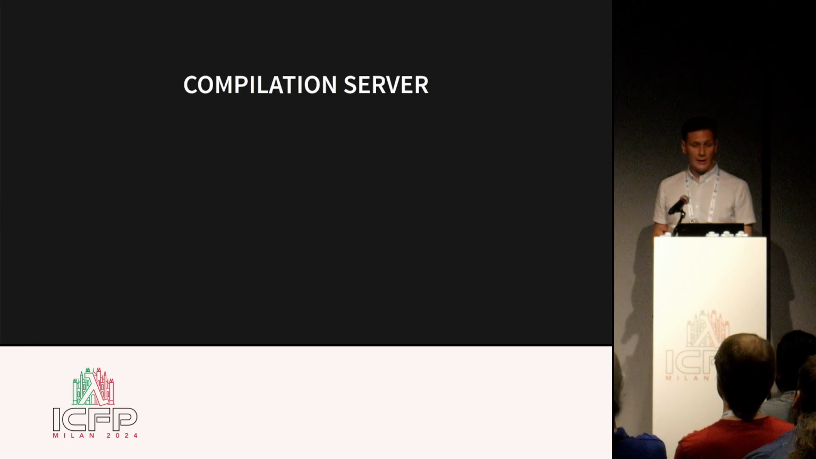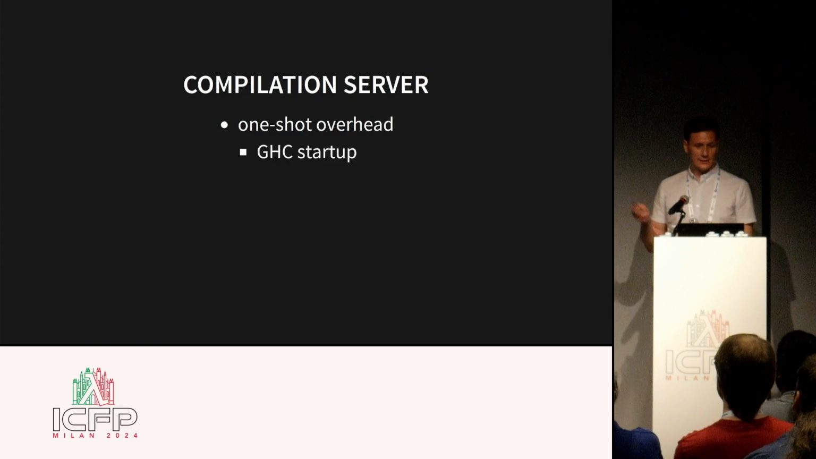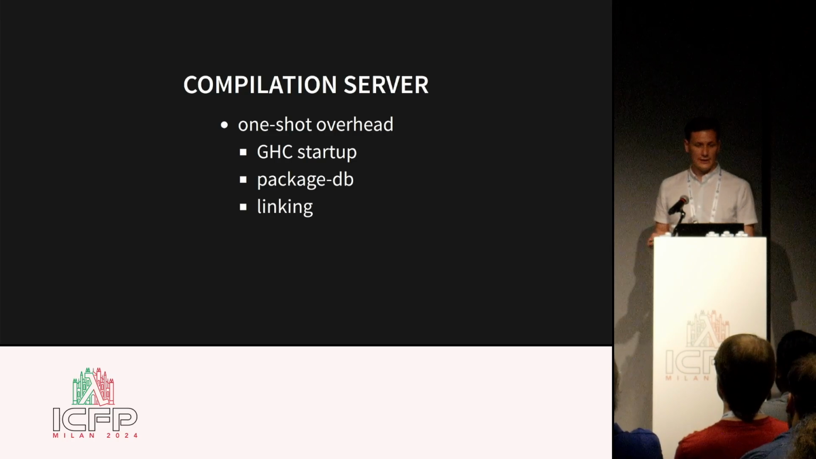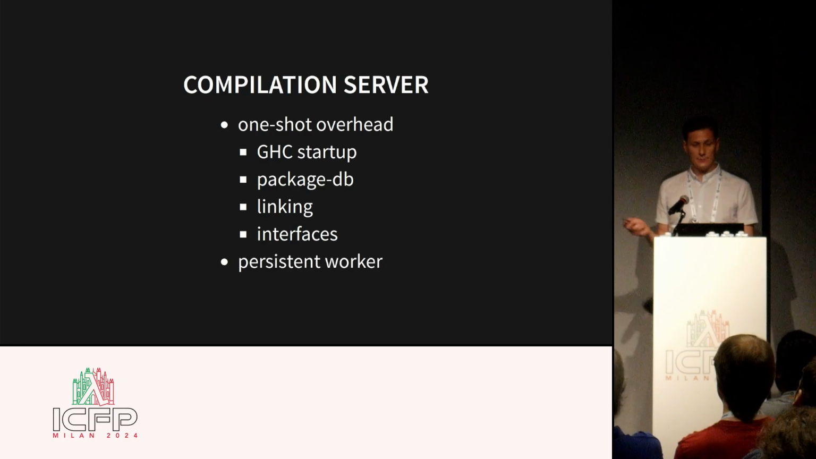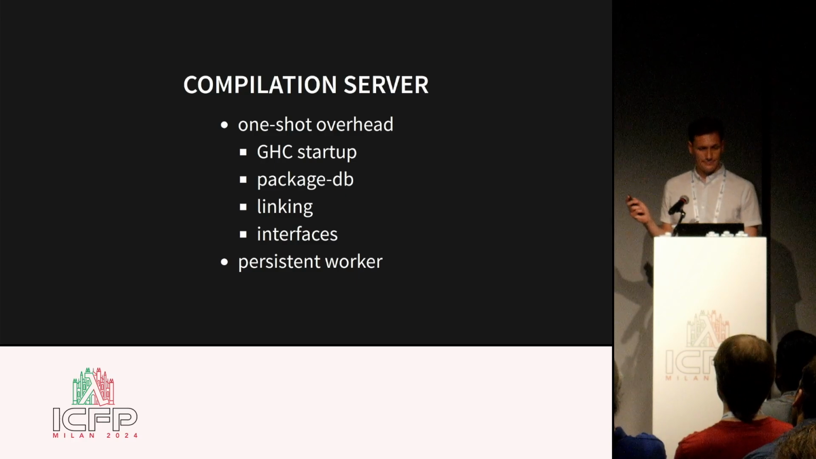And then finally, I mentioned the one-shot mode overhead that we're suffering. That involves things like GHC startup time, loading package DBs, linking libraries, loading interfaces, and repeat it for every module over and over again. So we want to use a compilation server, or as Buck2 calls it, a persistent worker, to amortize this across modules.